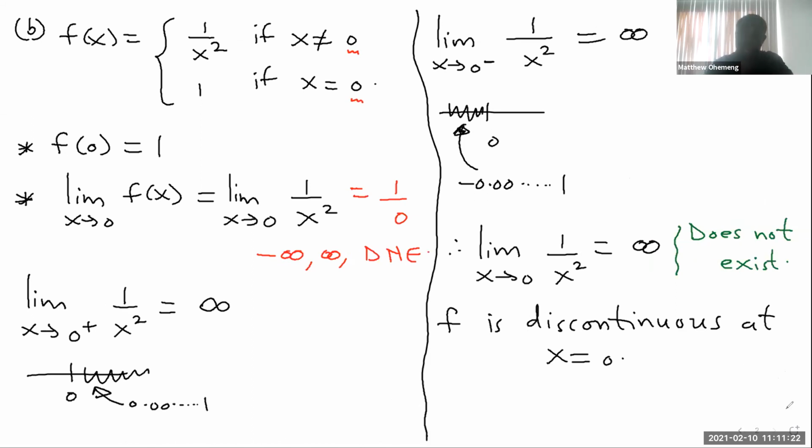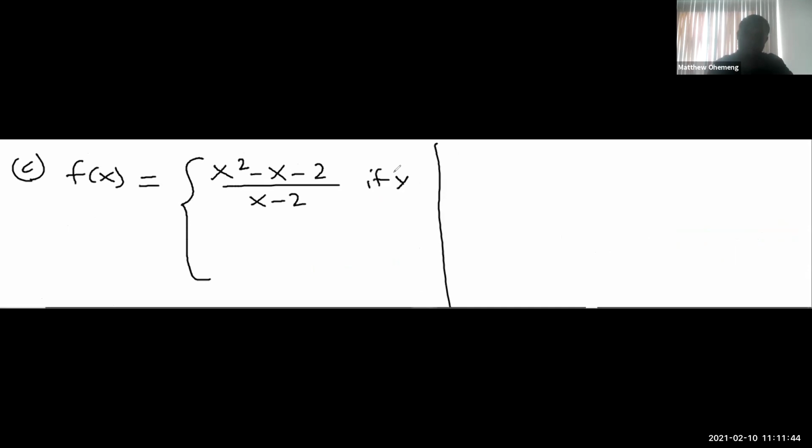Now, the PowerPoint will have the graph, so you will look at those two and see how they look. But if anyone does not need time, let me just move on to the next one. So let's look at C. C is just A, but this time the function is defined at 2: f(x) = (x² − x − 2)/(x − 2) if x is not equal to 2, and 1 if x is equal to 2.